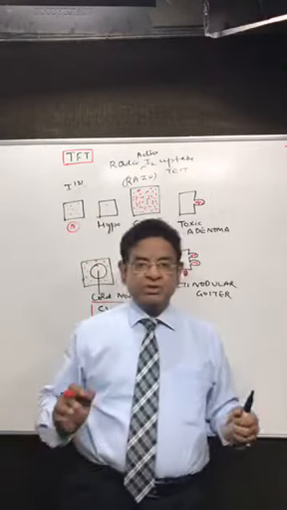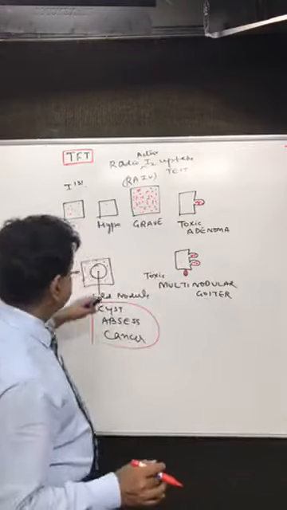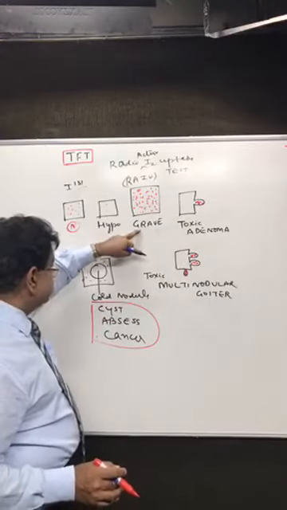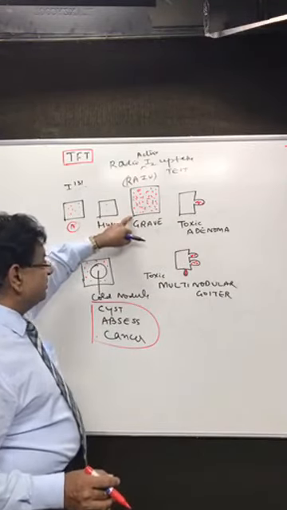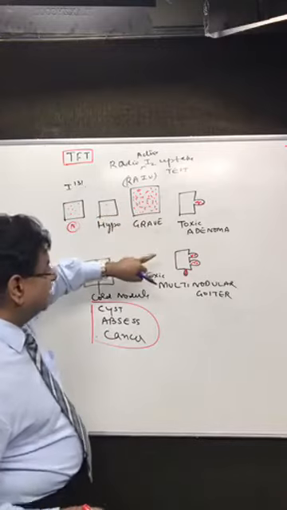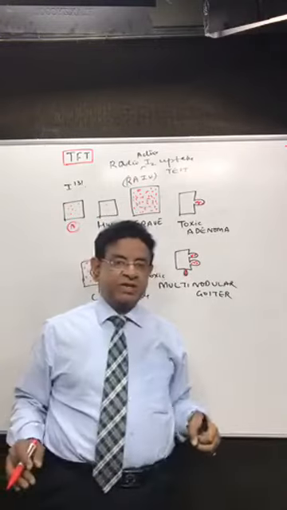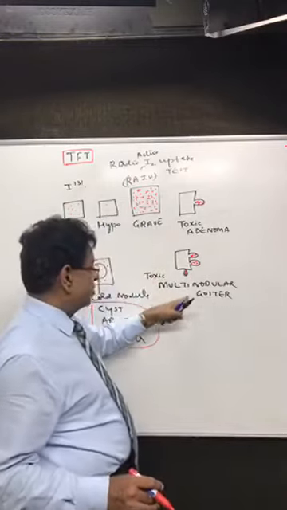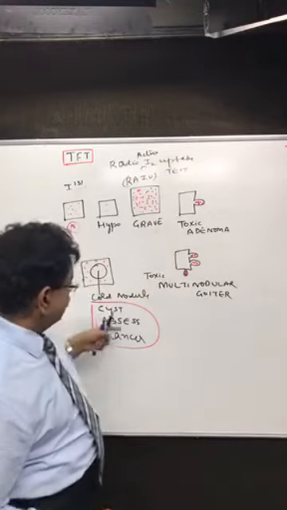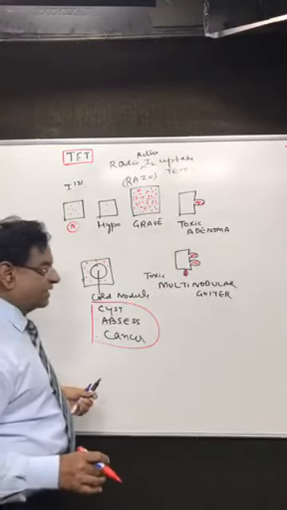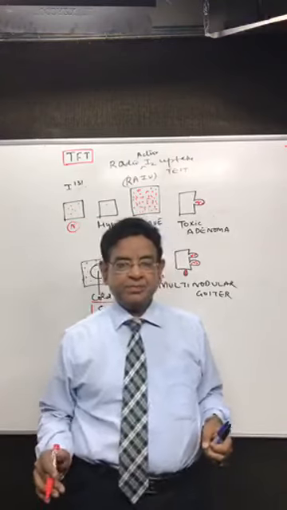So now you have understood very clearly the meaning of Graves' disease: a uniformly enlarged gland with uniformly increased uptake. Toxic adenoma is a single nodule, then toxic multinodular goiter, and we have a cold nodule, which is cyst, abscess, or cancer.